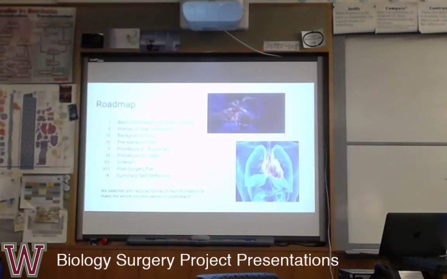So here's a really brief roadmap. Firstly, we will talk about the basic information you need to know, and then we make a timeline to show the history of the heart transplant. And then there's a background story about our patient. And then we're going to talk about the pre-operation plan in order to be well prepared for the surgery. And then the procedure for the surgery is separated into two parts.